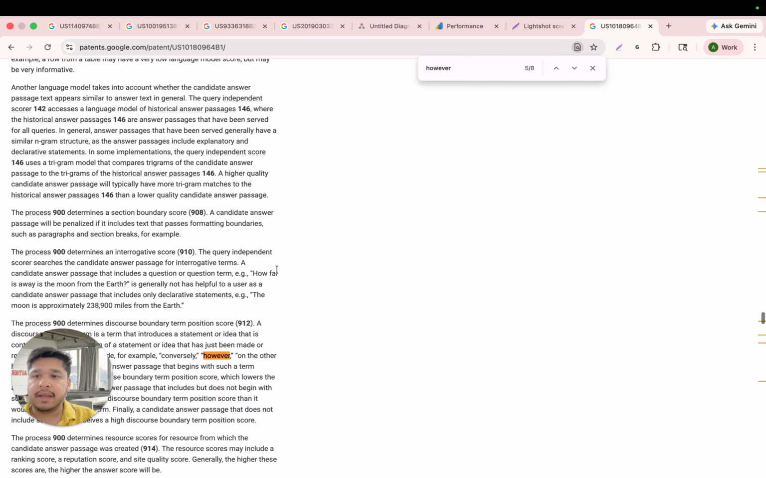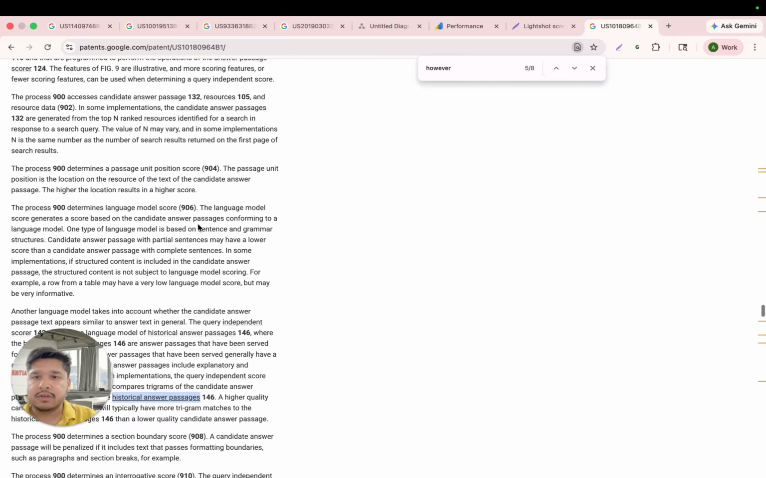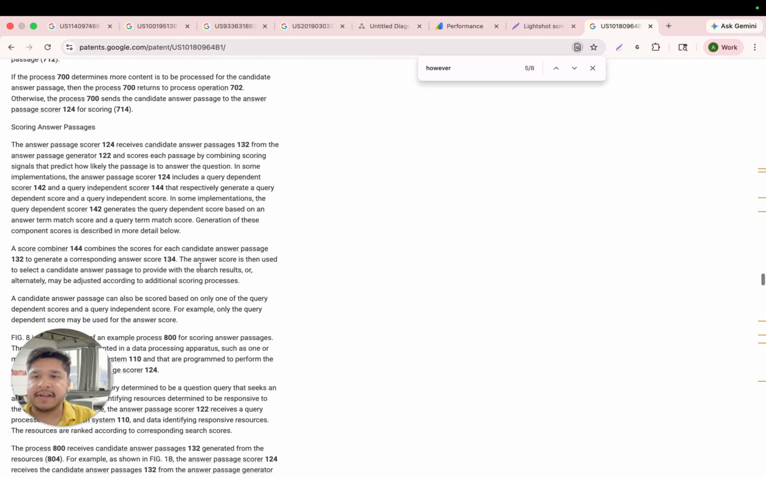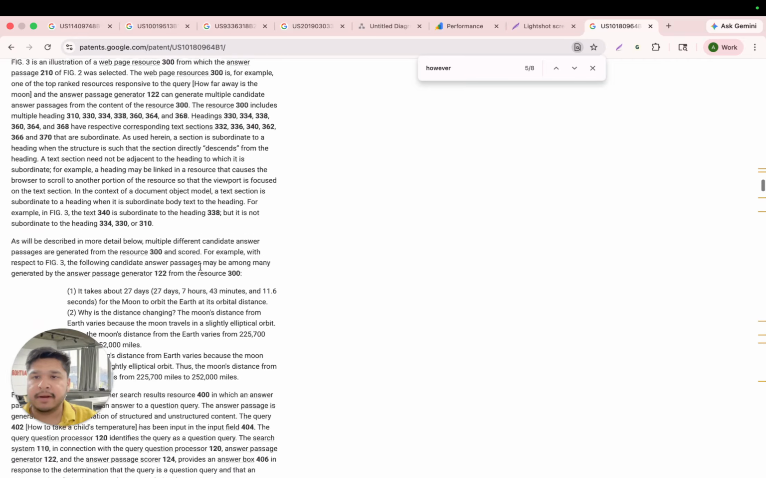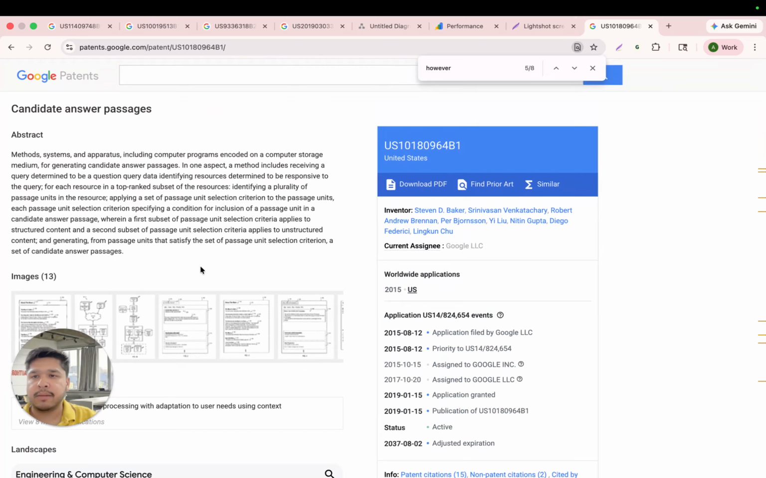And similarly, there are many other things also. For example, here you can see the diagrams. Google checks whether your answer passages contain diagrams similar to the answer passages of the historical passage. And here they mention it, that is, historical answer passages. So there are many other things in this patent that you can study and implement right away. And I even have a whole document for those criteria and scoring methods. You can ask me in the comments, or you can directly message me.